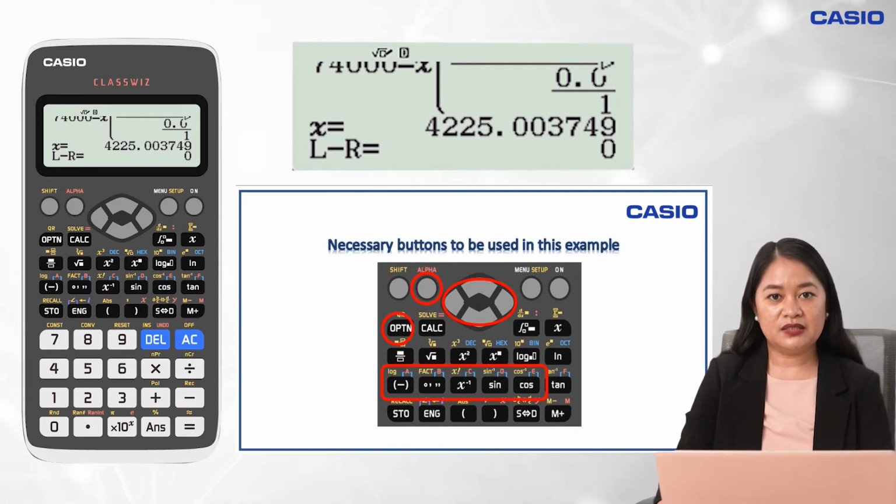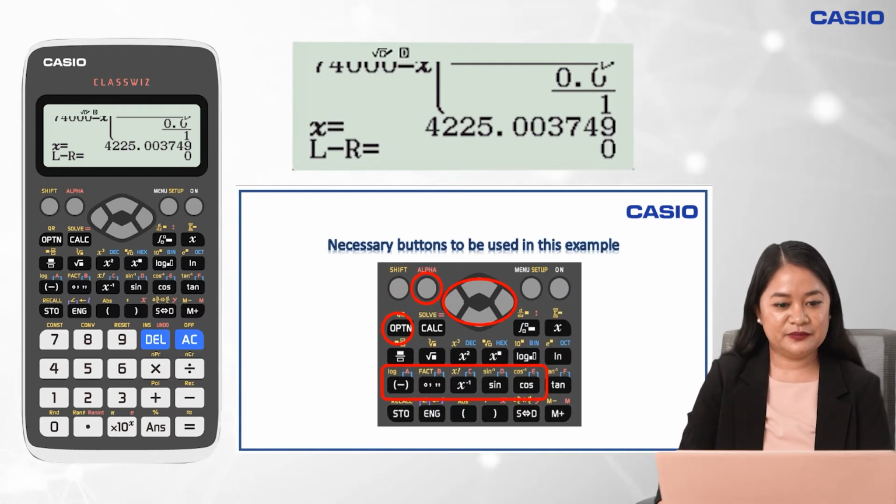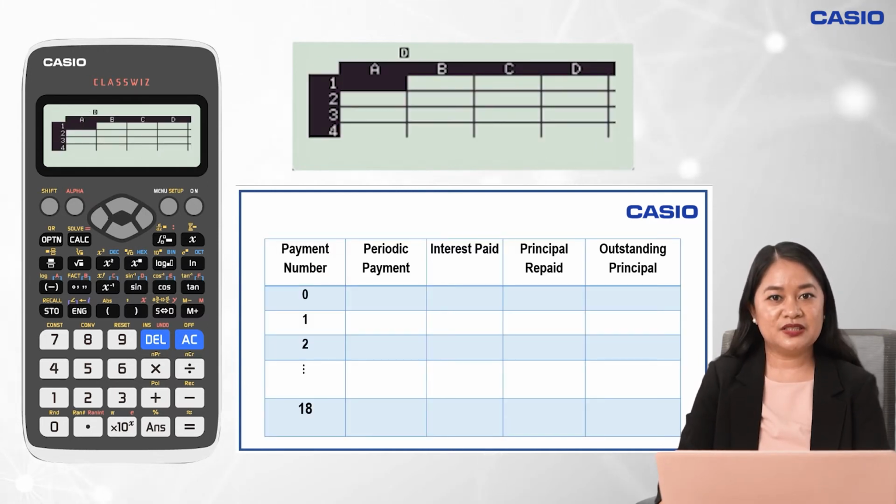Now to construct an amortization schedule, take note that the basic buttons to be used in this example are Alpha, Option, negative symbol, degrees, minutes, second symbol or DMS, X raised to negative 1, sine, cosine, and the arrow keys. In constructing a table, we will use the spreadsheet menu of CASIO ClassWiz, that is by pressing Menu and A. Going back to the sample amortization schedule, since the payment is every end of the month for 1 year and 6 months, then the total number of payments is 18.